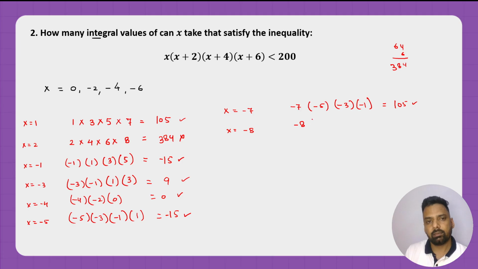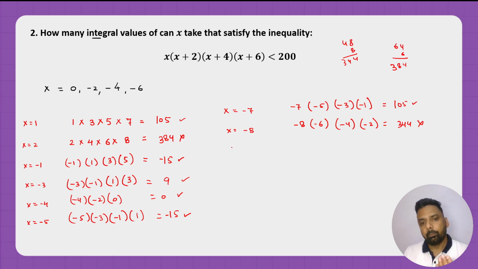So minus 8 plus 2 is minus 6, minus 8 plus 4 is minus 4, and minus 8 plus 6 is minus 2. Let's see, the product: 8, 6 fours are 24, 24 into 2 is 48, 48 times 8 is 344. This is coming out to be 344, which is not less than 0.